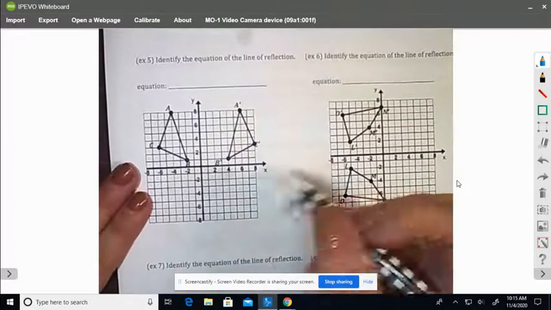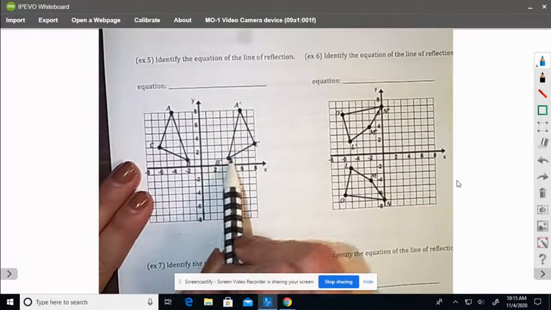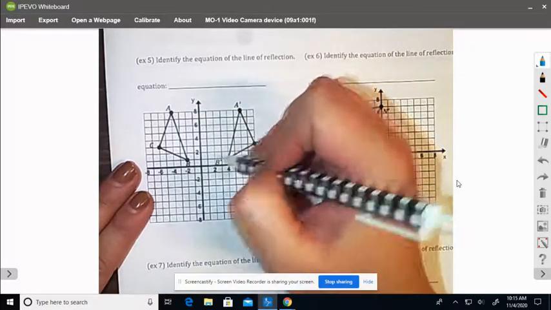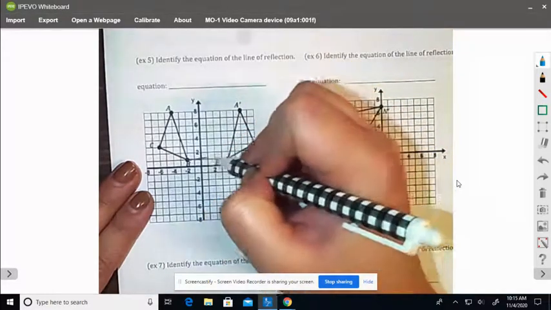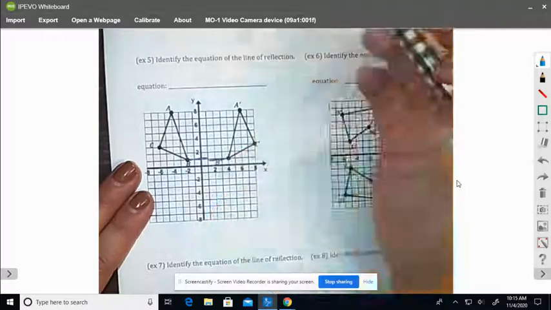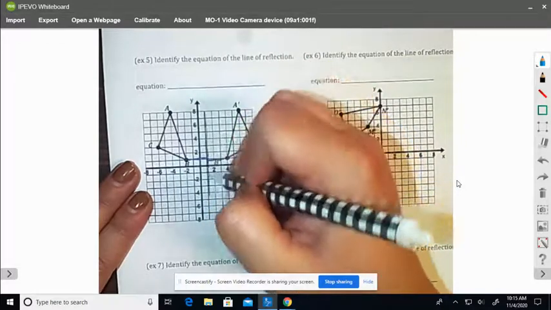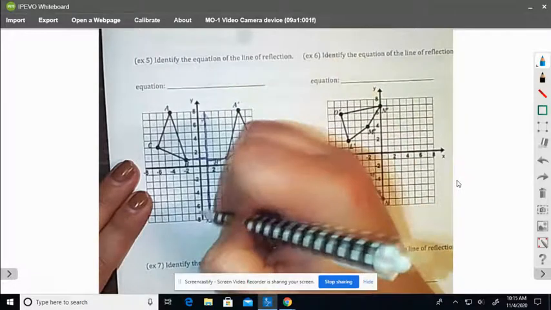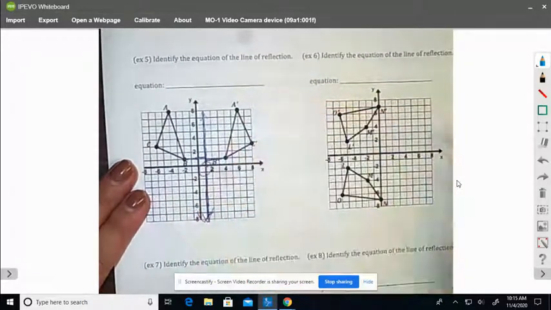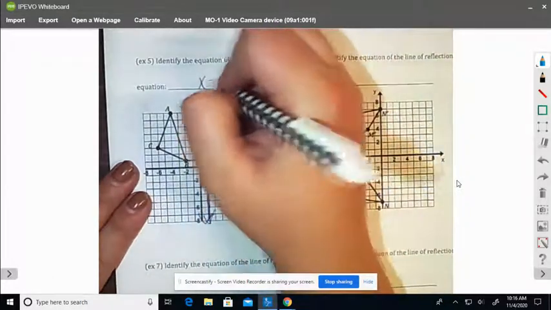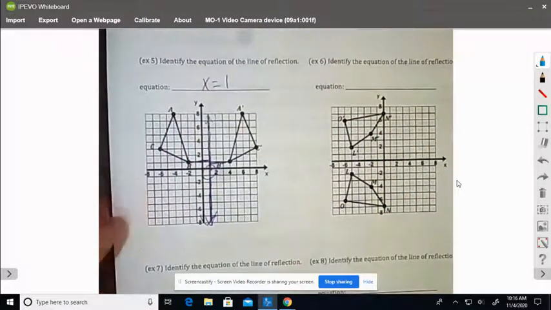So you want to look at what's between. So here's my B and here's my B prime. What's between them? So if I go 3 spaces here and then 3 spaces here, right in the middle would be here. Okay, this is a vertical line. It's going through x equals 1. So your equation of this line would be x equals 1. That's what they're flipping over.